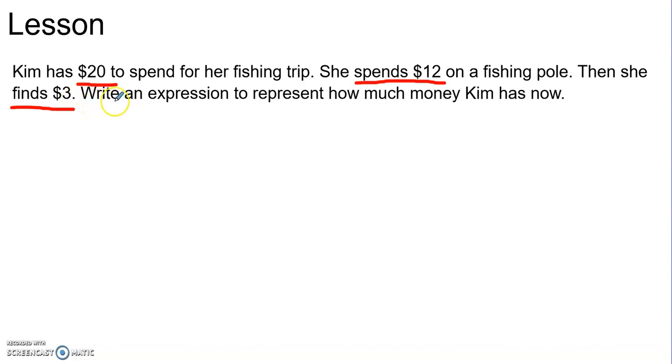And then I look at what I need to solve, and it says write an expression to represent how much money Kim has now. So I'm not solving this. It just says write an expression. So I look at how much money she has to start. So her starting amount. Then it says she spends. Well, if she spends, I'm taking away, right? So she spends $12. So I have to minus what she spends.